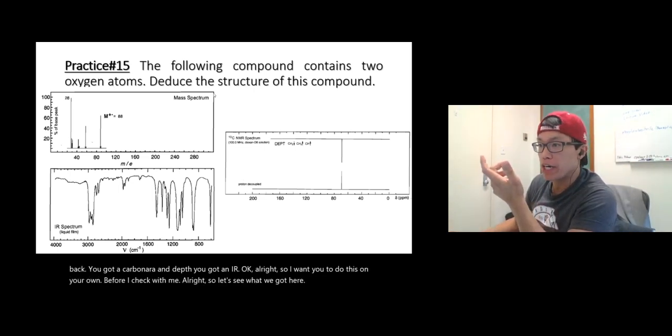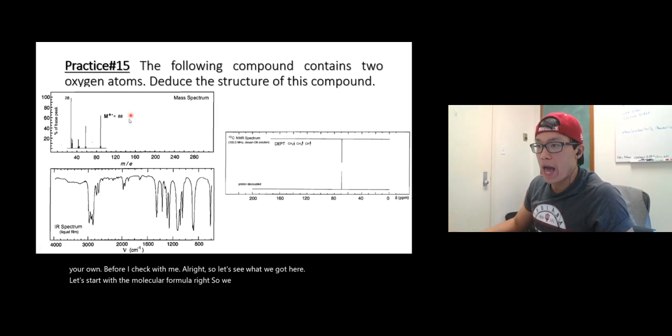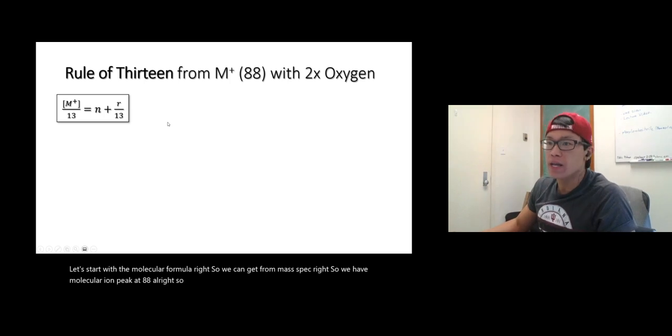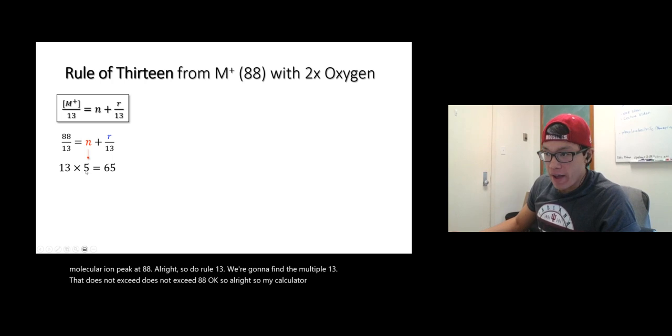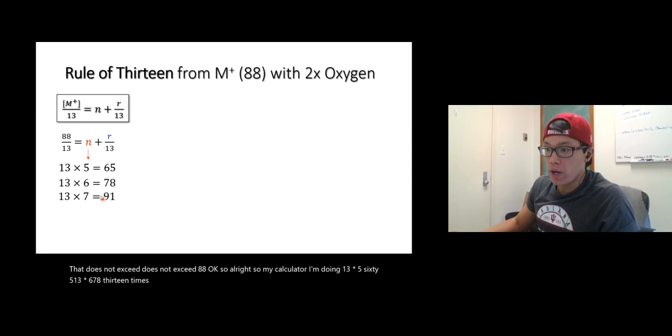Let's start with the molecular formula. We can get it from mass spec. We have a molecular ion peak at 88. So do the rule of 13. We're going to find the multiple of 13 that does not exceed 88. On my calculator, 13 times 5 is 65, 13 times 6 is 78, 13 times 7 is 91. Oh, that's too high, so go back. n is 6, which gets you to 78.